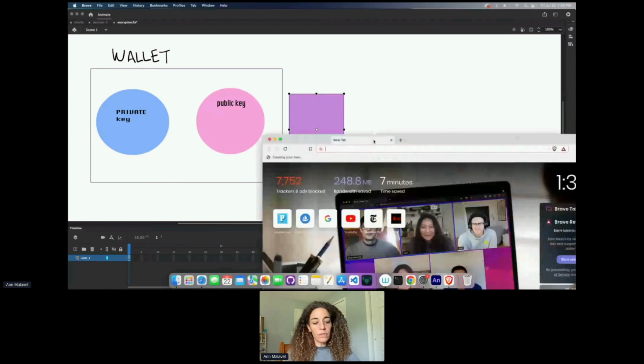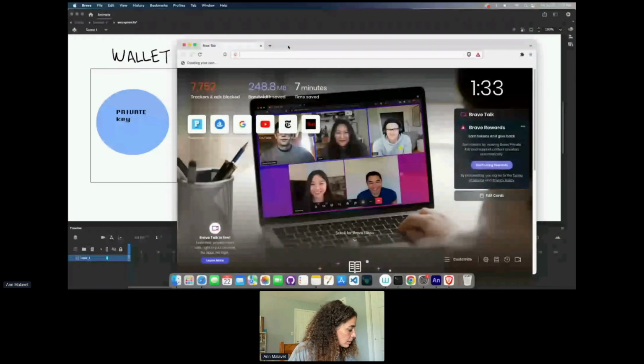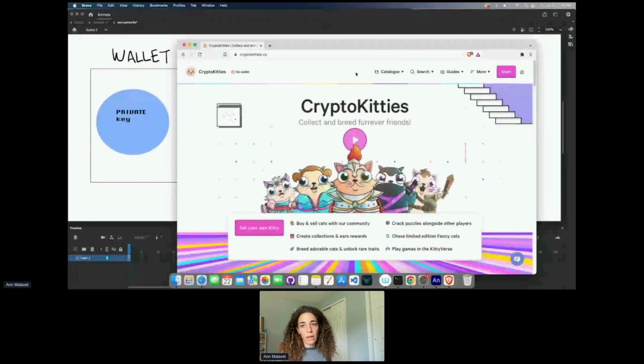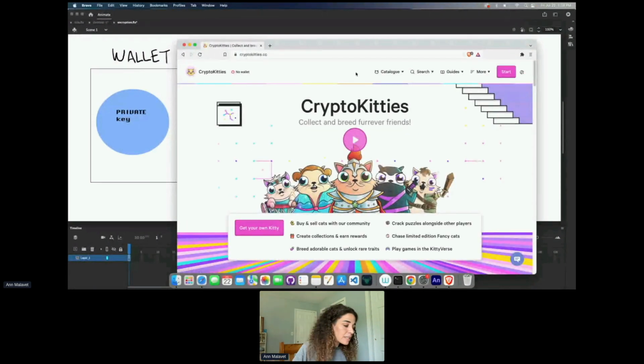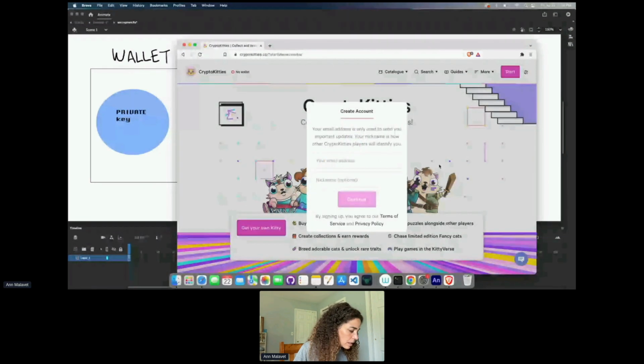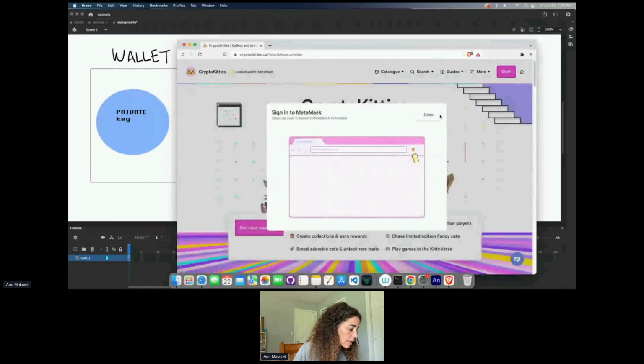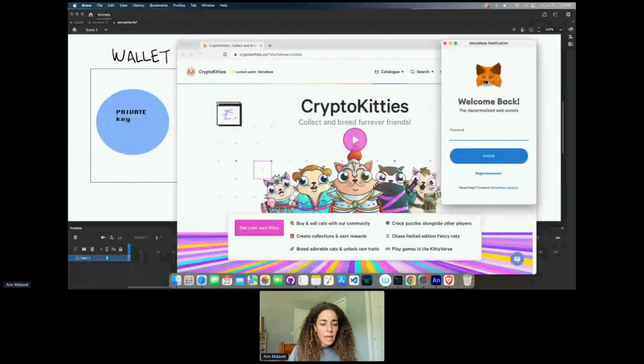Let me just show you. I'm going to go to CryptoKitties. This is what is called a Web3 application. If I go here to start, oh no, I don't want to create an account. I want to log in with my MetaMask. I have to reload. Sign in with MetaMask. Open your browser's MetaMask extension. Done.